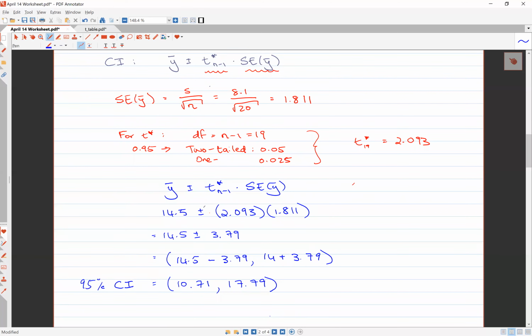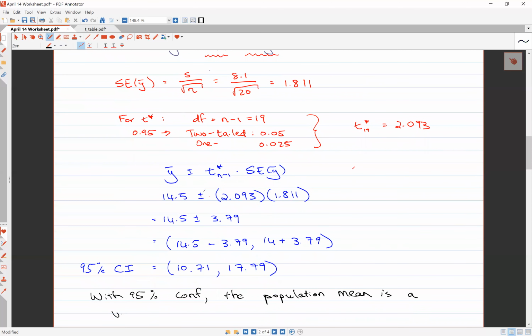Now, how do we interpret this? We would say with 95% confidence, the population mean is a value inside this interval.